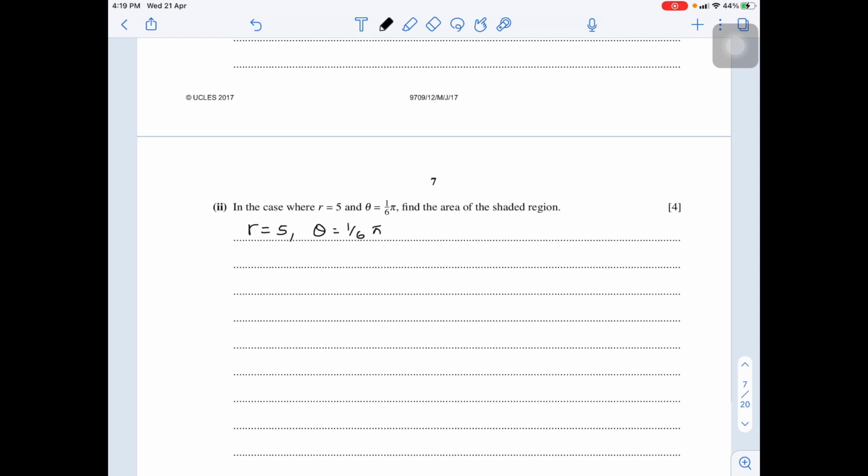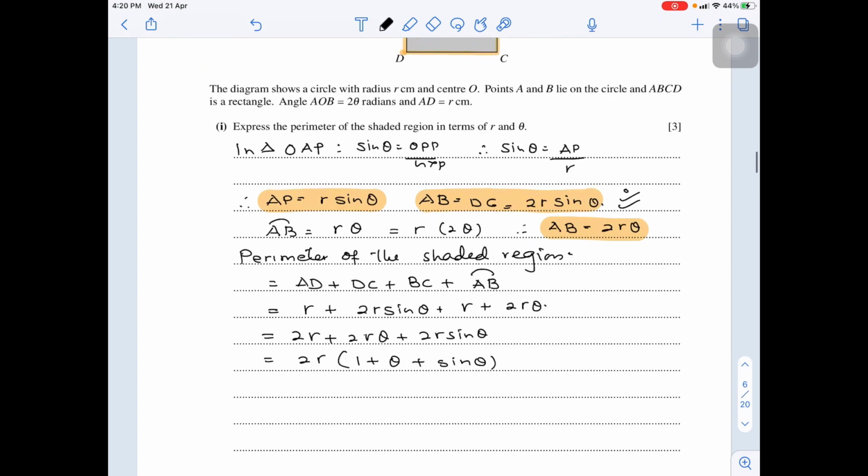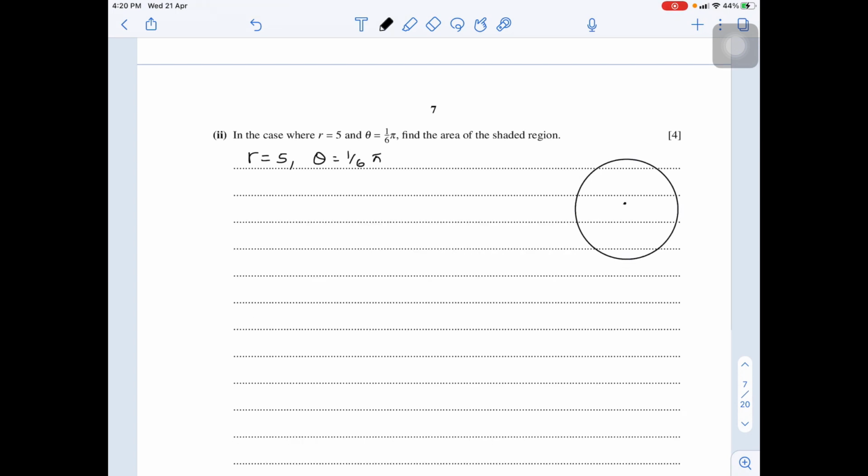Number 2, part 2 now. In the case where r is 5 and theta is 1 over 6 pi, find the area of the shaded region. Now area of the shaded region, let me draw the part again because it's difficult for us to see each time. Go up and check for the diagram. So let's draw that.